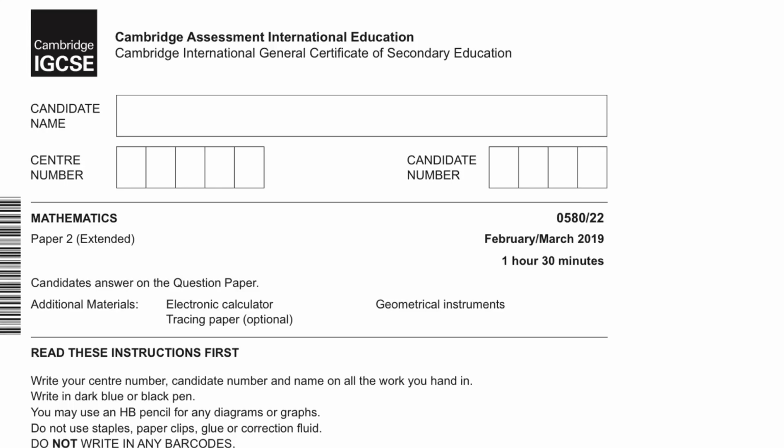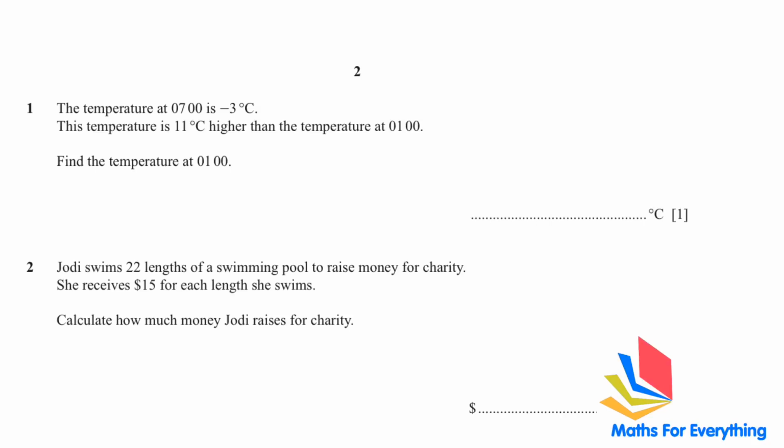Today we are going to solve Cambridge IGCSE Mathematics Paper 2 Extended, Variant 2, February-March 2019. The first question: the temperature at 0700 is -3 degrees centigrade. This temperature is 11 degrees centigrade higher than the temperature at 0100. Find the temperature at 0100.